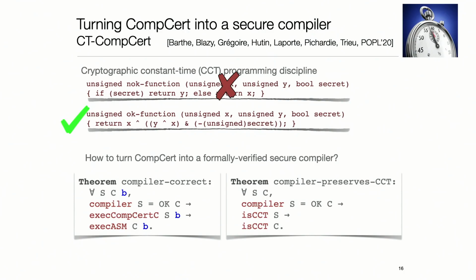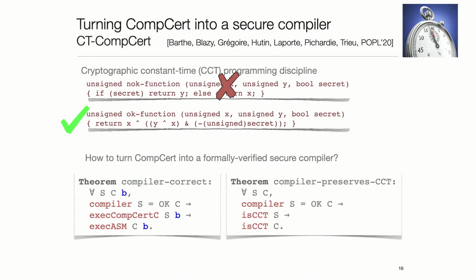And there exist several tools that can check if a program follows this policy. So what we did is reuse and extend CompCert in order to ensure the preservation of this constant time property. This means that we still have the compiler correctness theorem, and now we want a second theorem that can be read as follows: for all source programs S and compiled programs C, if S can be compiled into C, and if S is cryptographic constant time, then so is C.